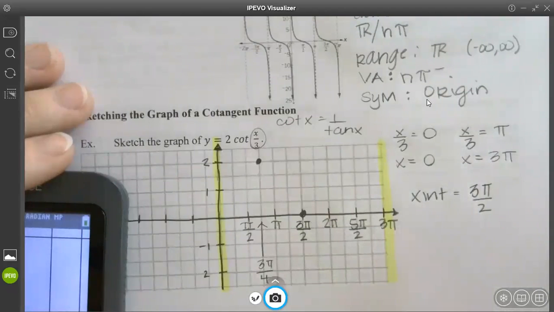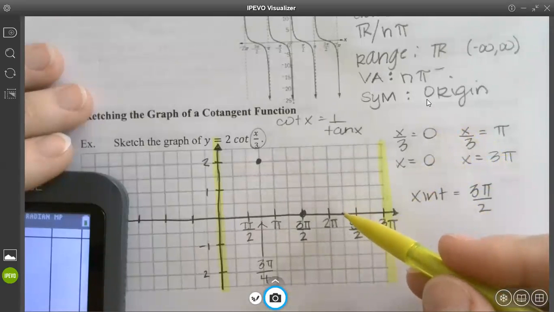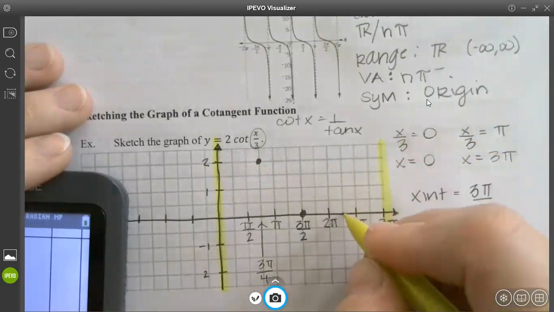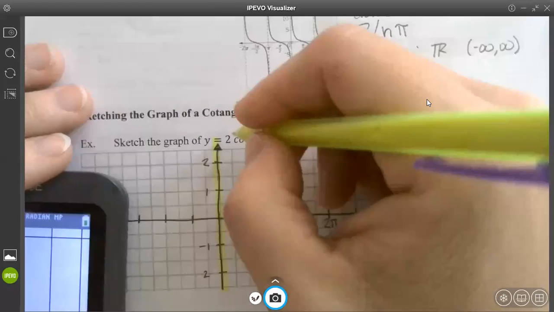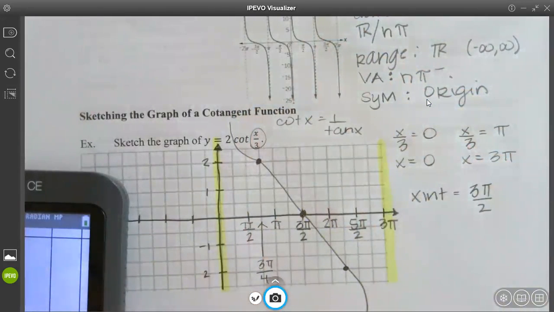So then exactly halfway between, where would we be at? Between what and what? What's the exact middle? Doesn't matter what it is, we're going to drop down to the -2. And then it'll be like that.